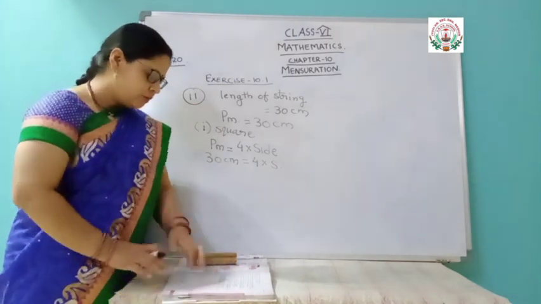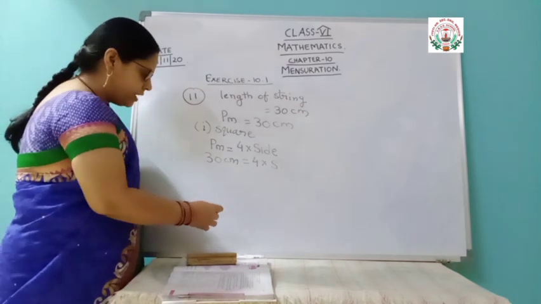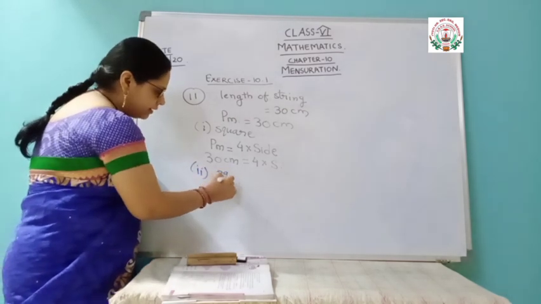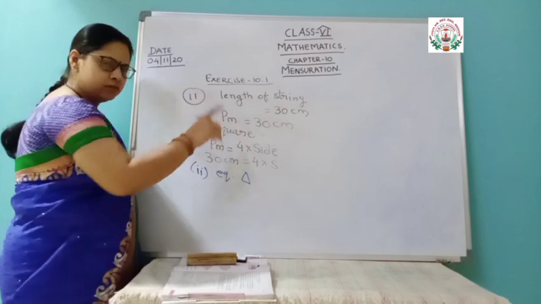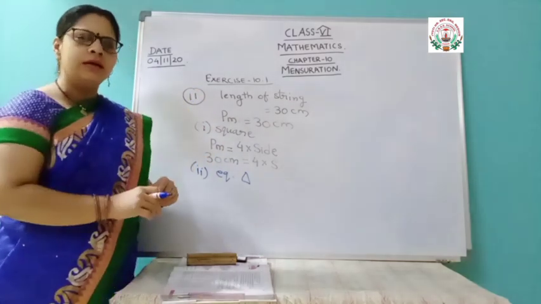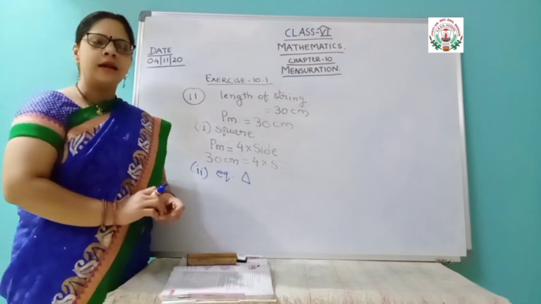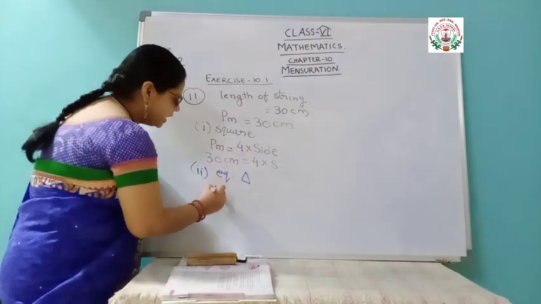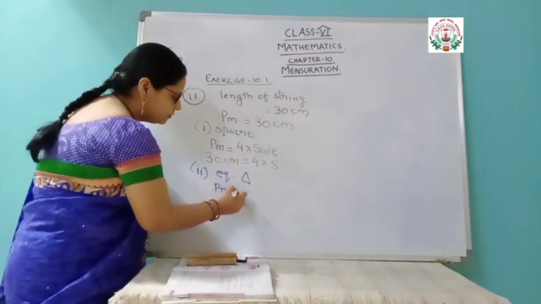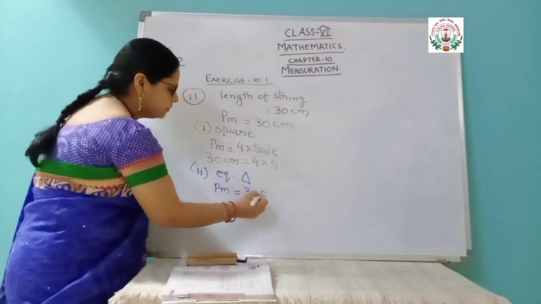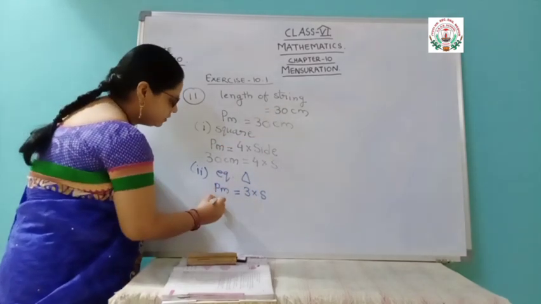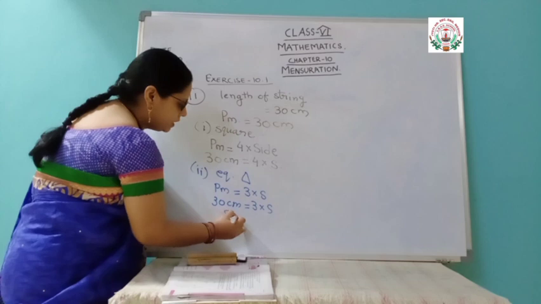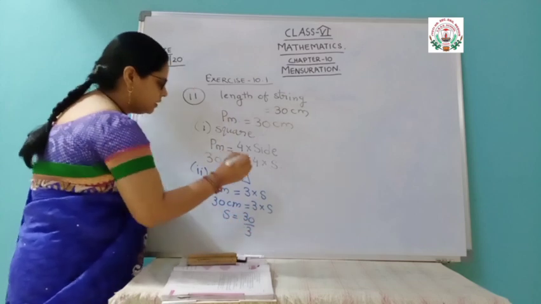Then equilateral triangle. So in a short way I am writing and explaining to you. For the second part it is asked for an equilateral triangle. So the same way, उसी तार को मोड़कर अब हम equilateral triangle बनाएंगे. Now what is that equilateral triangle? Means having all the three sides equal. So perimeter is equal to 3 into side. So this perimeter is that 30 centimeter only. 30 centimeter is equal to 3 into side. So side will be equal to 30 divided by 3.